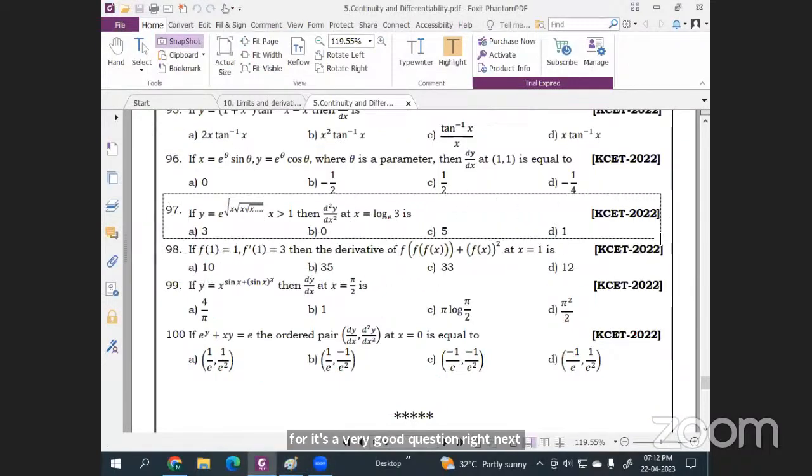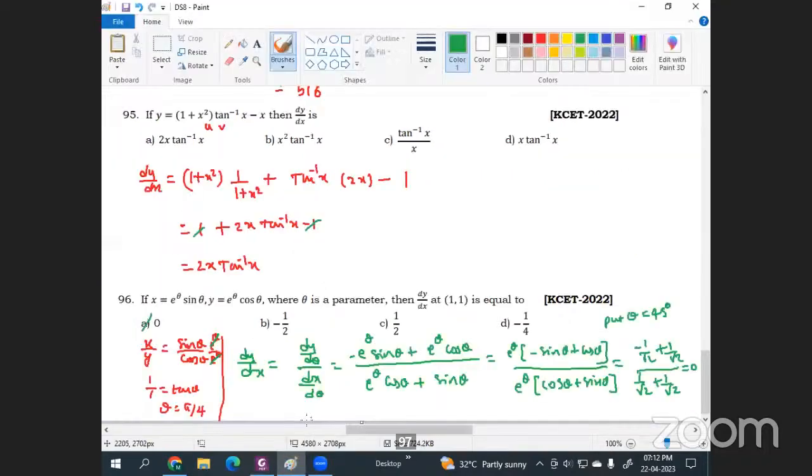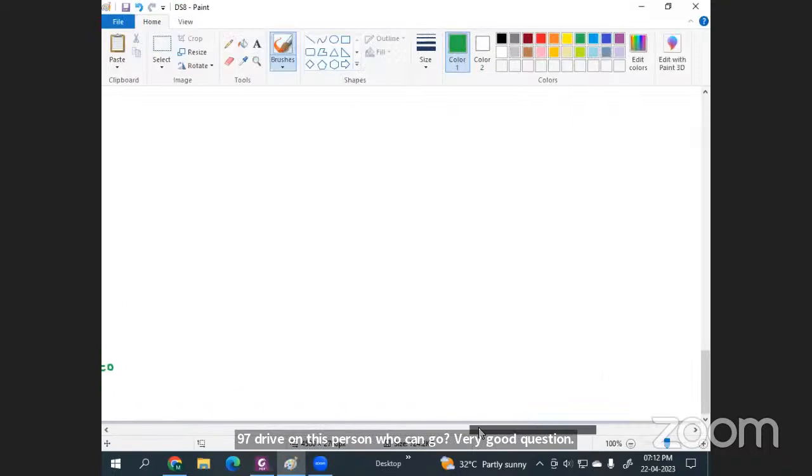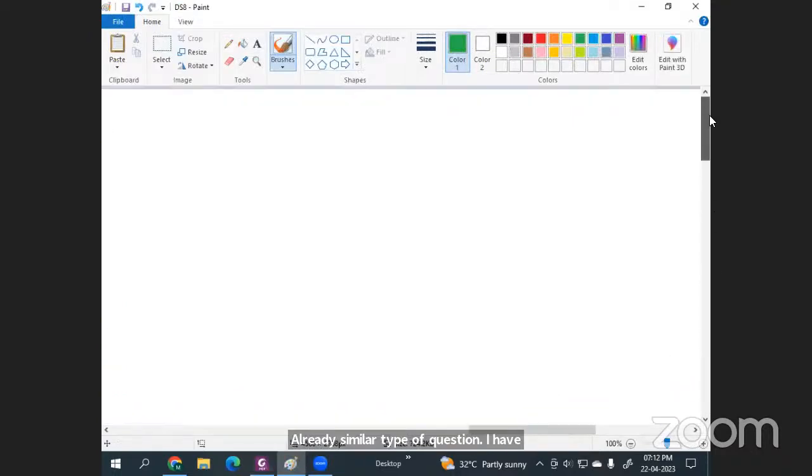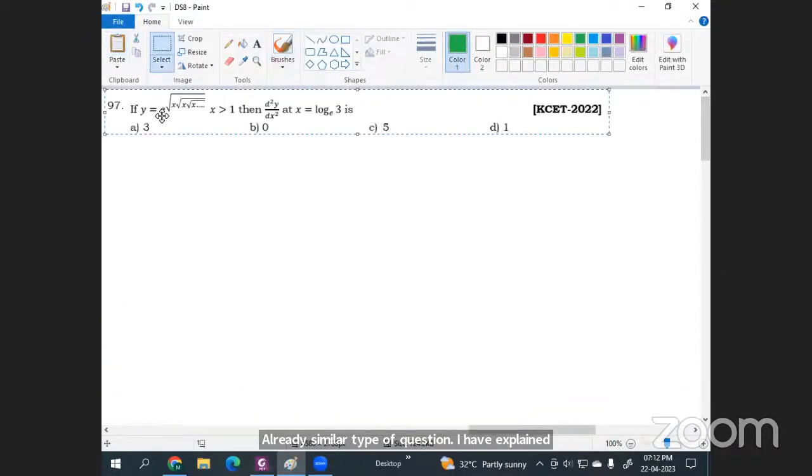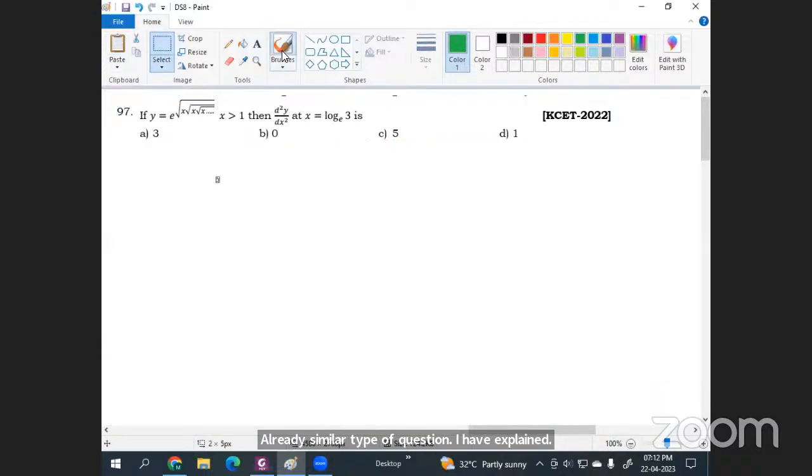97. Try on this question. Who can do? Very good question. Already similar type of question I have explained. You can try this question. Y equal to e power root of x, so on, x greater than 1, d square y by dx square at x equal to log of 3 base e. Very good question, ma'am.